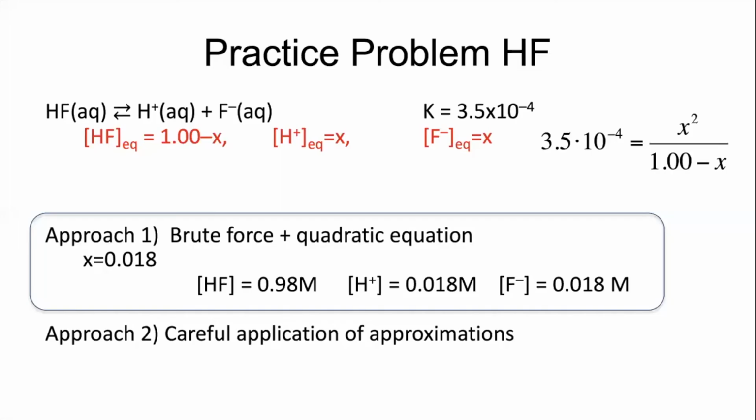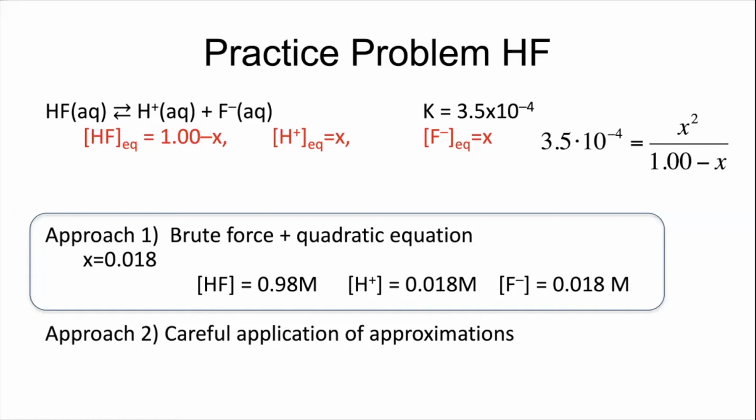Okay, so now when we put in our 0.018, we get 0.98 for our HF, and 0.018 and 0.018 for our H plus and our F minus. And when we plug those back in, we are going to end up getting 3.5 times 10 to the minus 4. So we think, yes, that is a good answer.